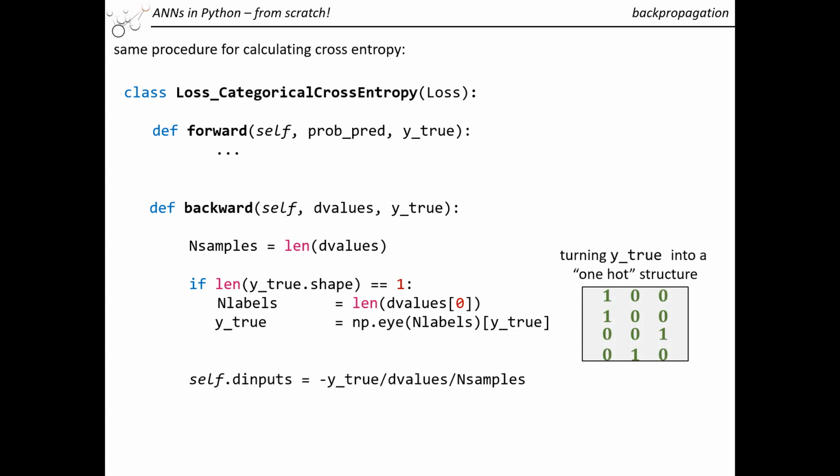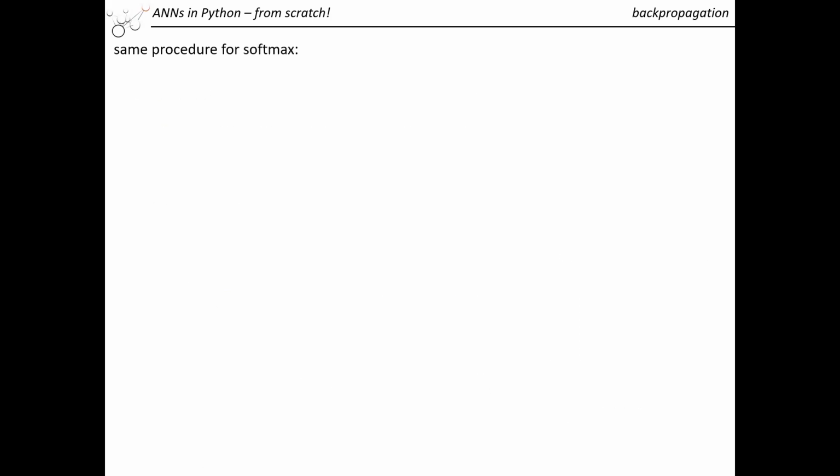And then we just calculate the derivative of the entropy. Remember, that was the true class divided by the predicted class. And then we also normalize it because at the end, we are calculating the total loss. So we calculate something like the mean loss. We just divide by the number of samples. Okay, so that's the entropy part.